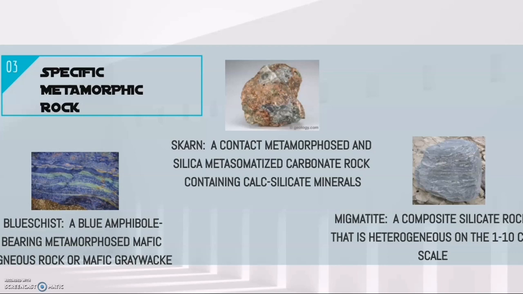It is created when a metamorphic rock, such as gneiss, partially melts, and then the melt recrystallizes into an igneous rock, creating a mixture of the unmelted metamorphic part with the recrystallized igneous part.